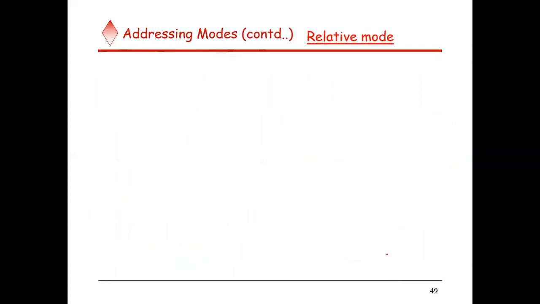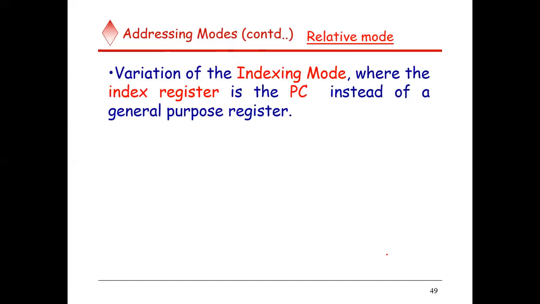Relative mode is another addressing mode, and it is also a variation of the indexed addressing mode. In indexed addressing mode, we keep a special register, also called the index register. Instead of that special register, if the program counter itself stores that value, we call it relative addressing mode. It is a variation of indexing mode where the index register is the program counter. Instead of the index register, we keep the program counter, and that is called relative addressing mode.